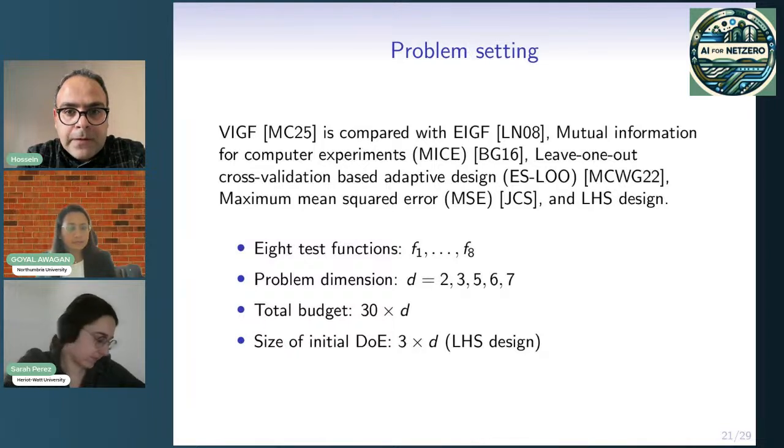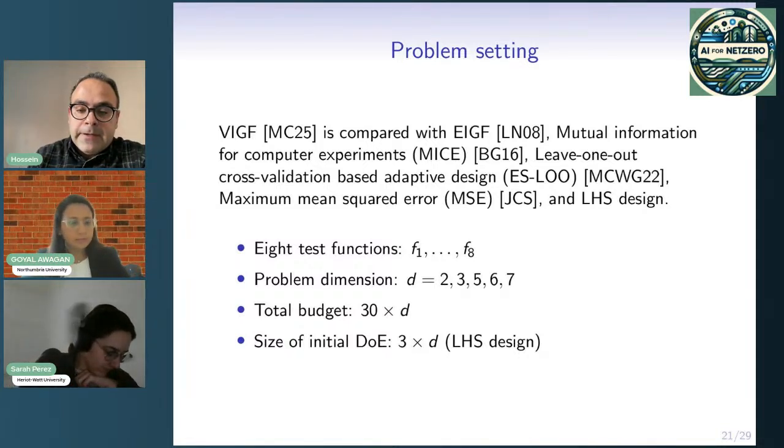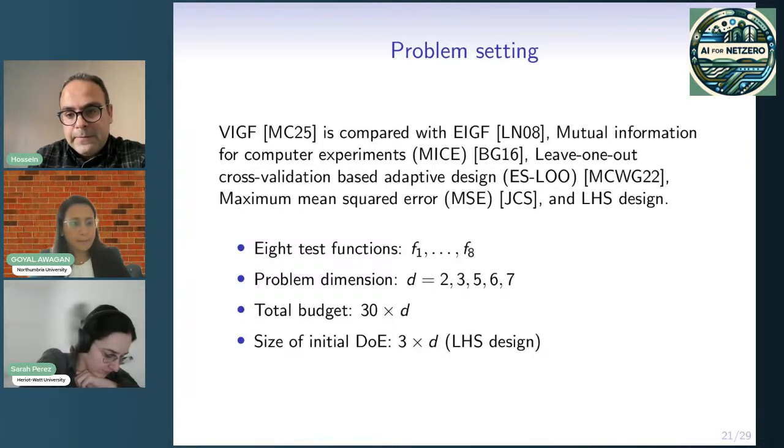Here I show you some experimental results where I have compared VIGF with EIGF, developed by Serge Guillas and his former PhD student. We have also developed another adaptive design based on leave-one-out cross validation. I compare VIGF with this one as well, and with mean squared error, and also Latin hypercube design. I have compared with all these adaptive designs. However, the LHS is not adaptive.